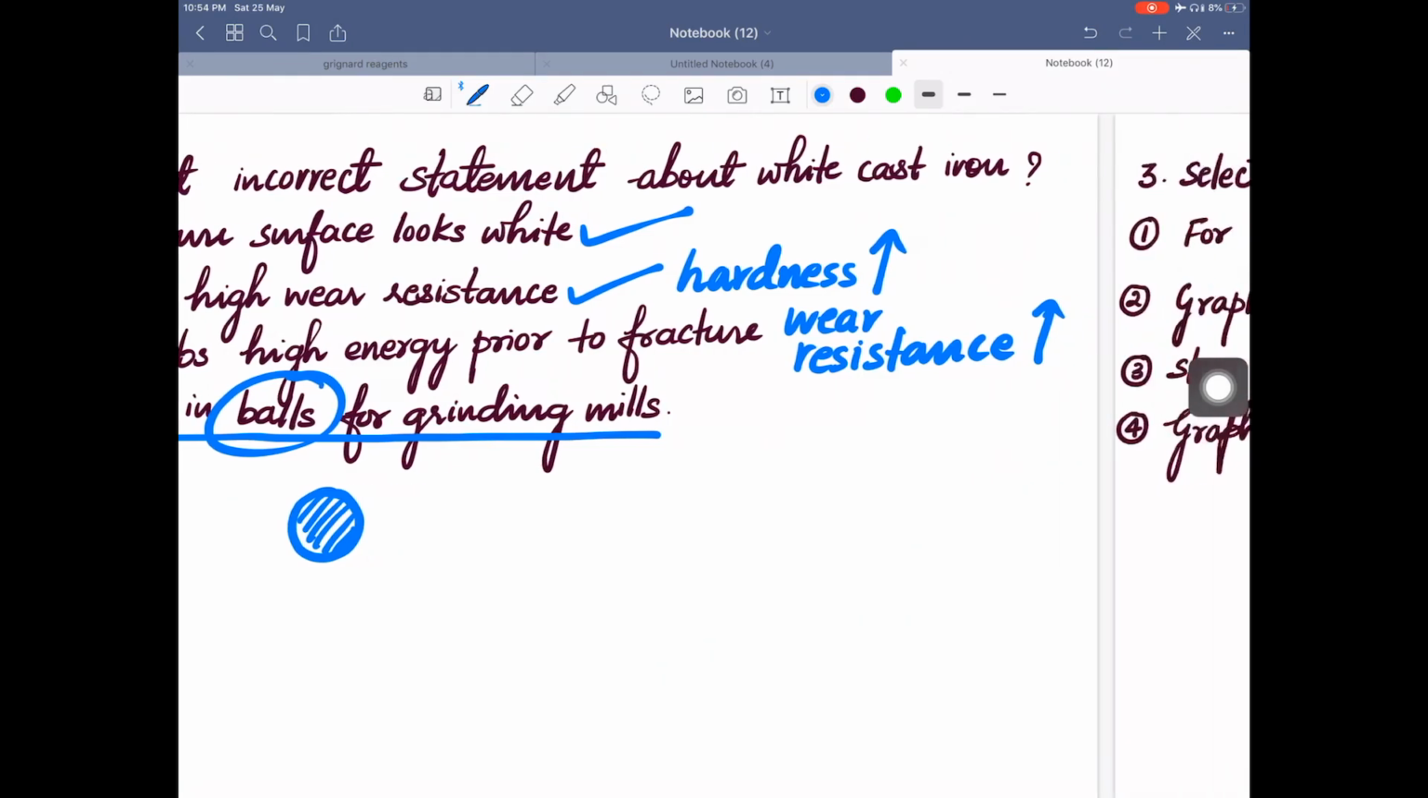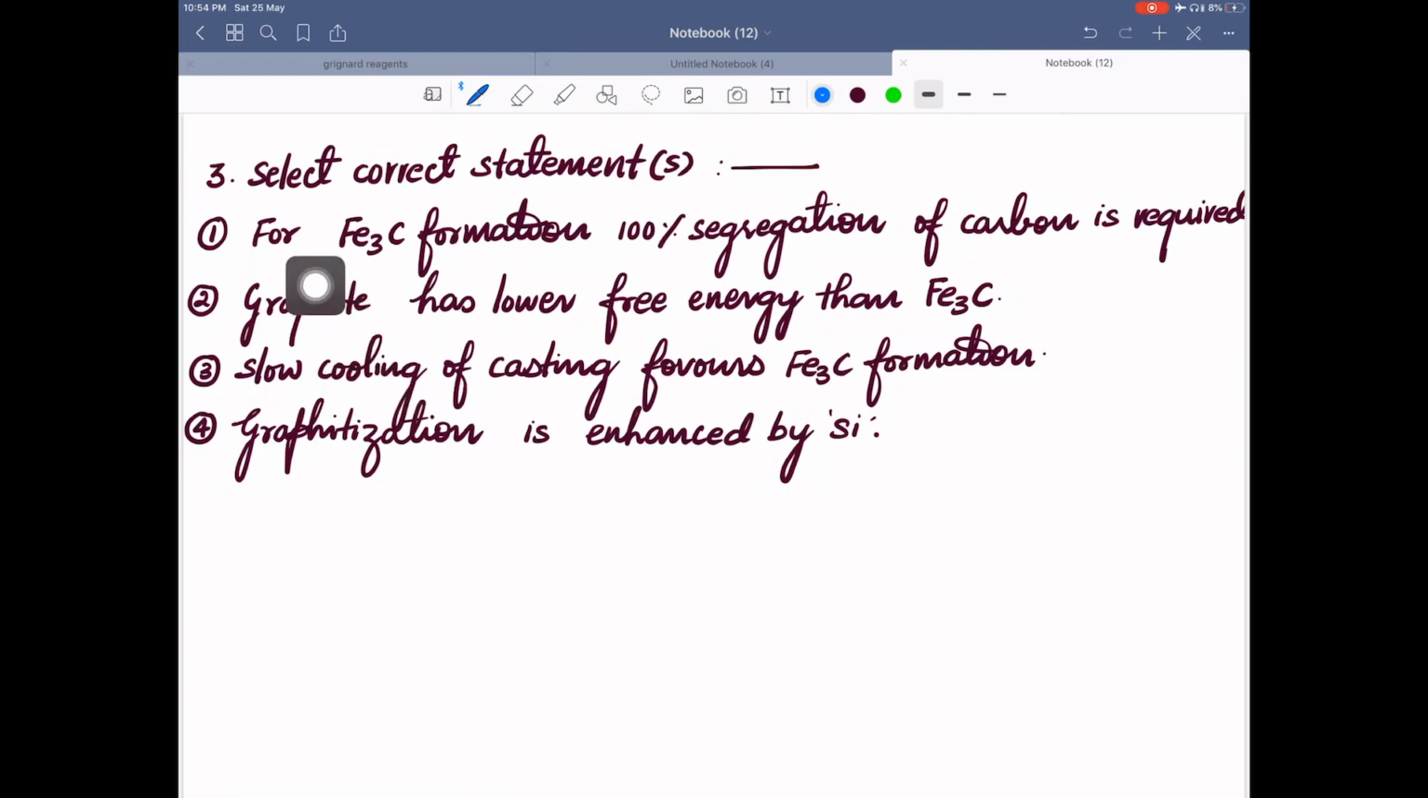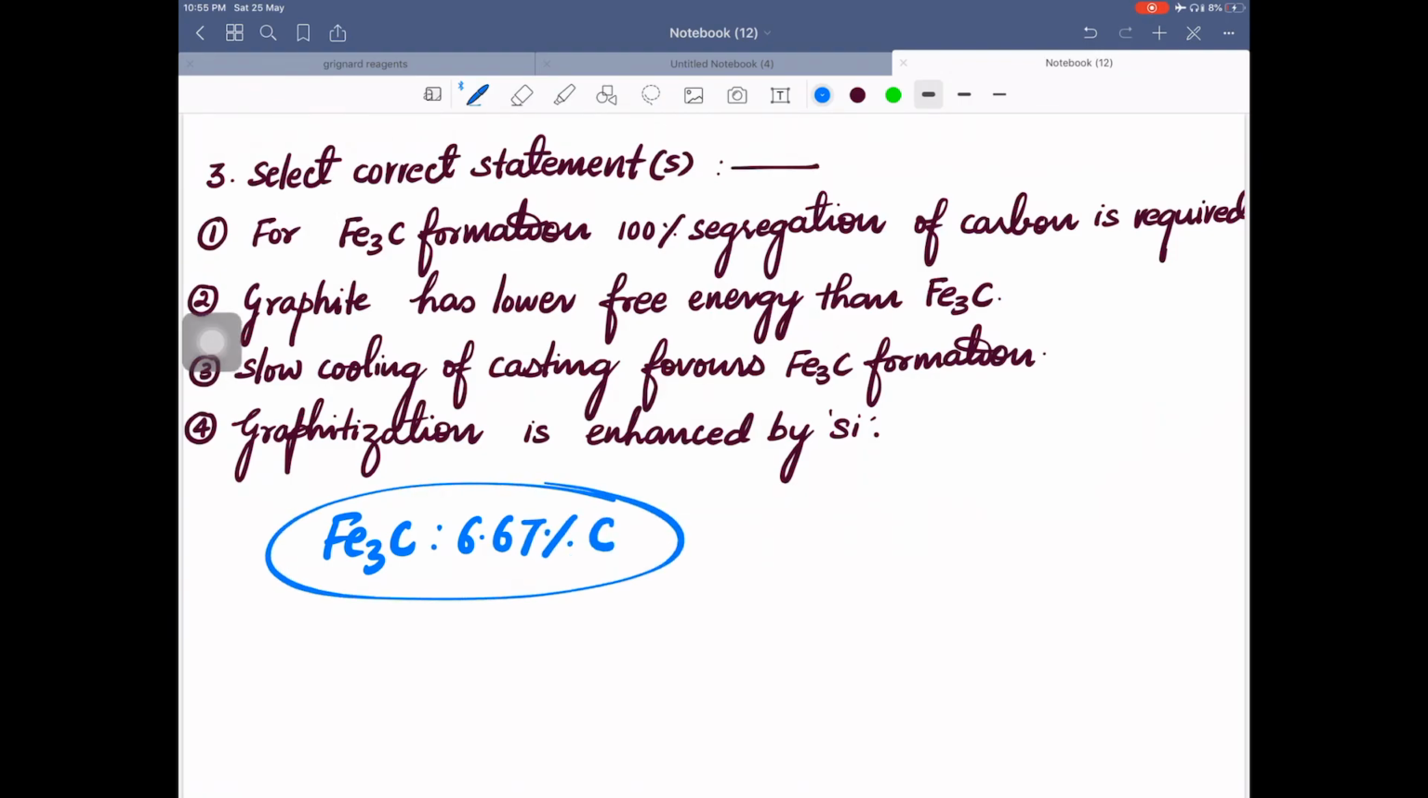Moving to question number 3. Again, we have to select the correct statements. Okay, so it is of MCQ type. We can have more than one correct answer. First is, for Fe3C formation, that is cementite formation, 100% segregation of carbon is required. And this is completely wrong, because Fe3C, that is the cementite phase, has only 6.67% carbon. So this does not require 100% segregation. So this is wrong.